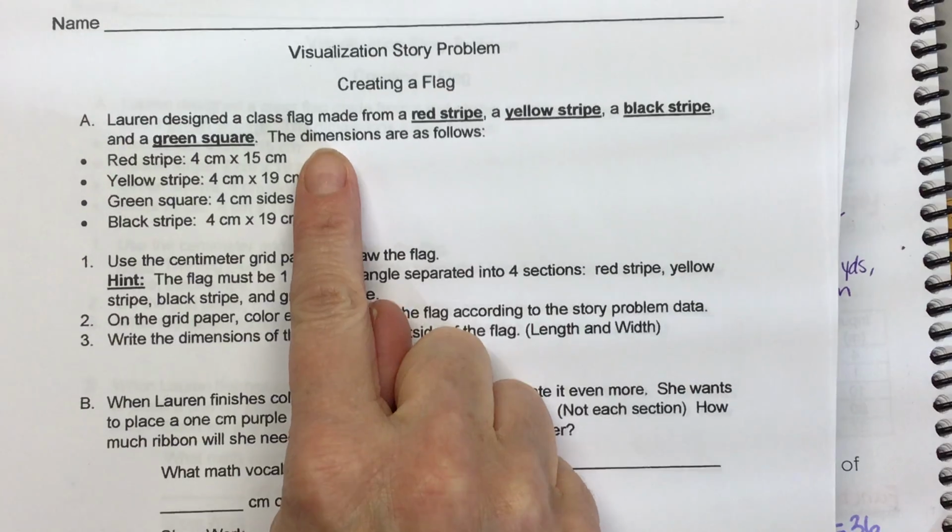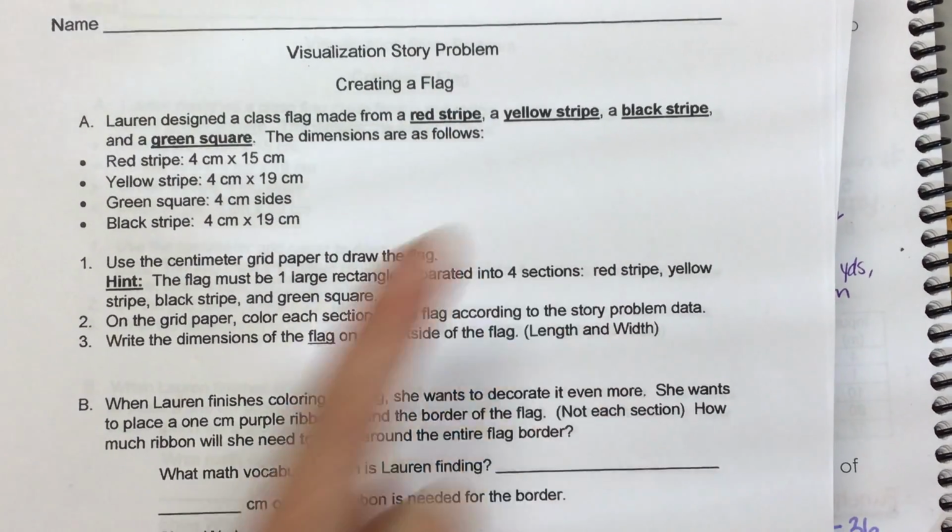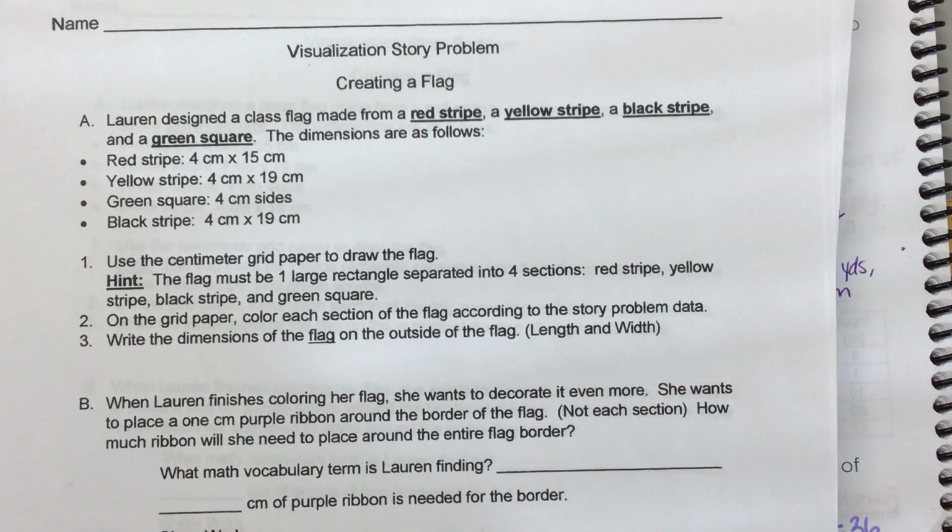Okay, Lauren designed a class flag made from a red stripe, a yellow stripe, a black stripe, and a green square. The dimensions are as follows. What does that word dimensions mean?